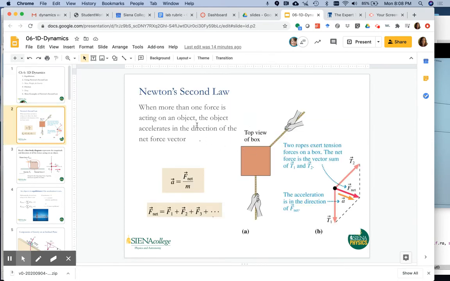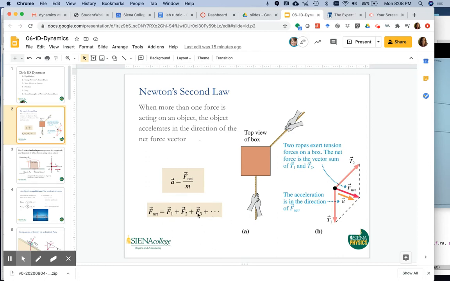Okay, so Newton's second law we looked at before. It relates the net force on an object and an acceleration. So if you have more than one force acting on an object, like this box over here, there are two people pulling at it. The tension is up at an angle here. The tension one is straight down. And if we did a tip-to-tail addition, we'd see that the net force was actually down and to the right. And so that's where the acceleration would be.